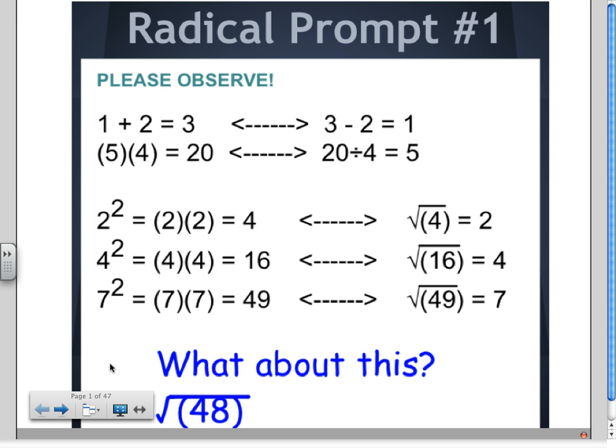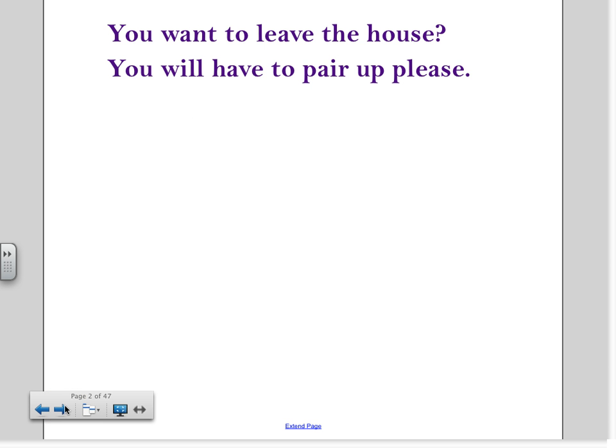Oh, by the way, we talked about simplifying before. Simplify means what? Make it easy. We know we make it easy, but in terms of making it easy, what do we really do? Break it down. Breaking it down. So here it is. Here's the first concept I want to talk to you about today. We call it, you want to leave the house? You have to pair up, please.